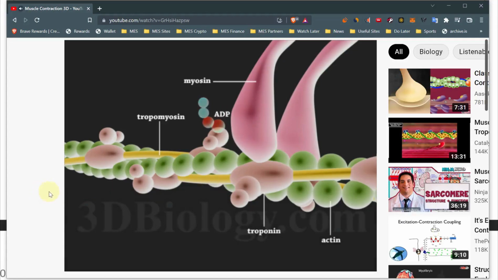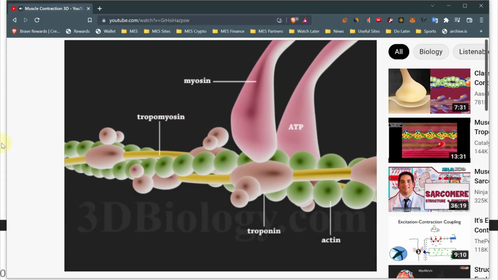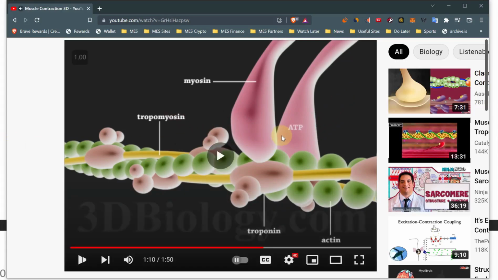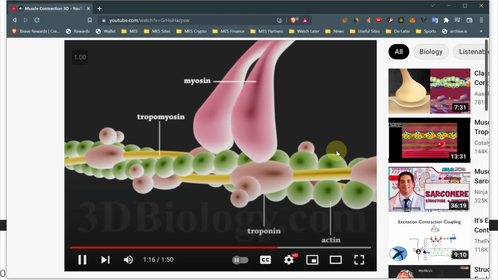A myosin head binds ATP. Let's see that again. Was it ATP or ADP? The myosin head binds ATP, and as a result, detaches from the actin filament. So when it binds with ATP, it detaches from the actin filament. It rebinds in a new position. So it then rebinds over here.